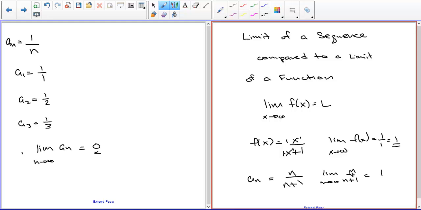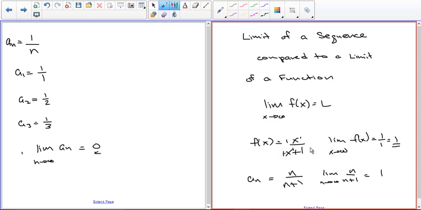As n gets very large here, this 1 here becomes insignificant, so I'd have a million over a million and 1, and so a million over a million is going to be 1. Here, the same kind of deal happens, except with the function I can go to a million and 0.1, whereas with a sequence I can only go to a million and 1. Have to go in increments of 1. Okay, so now back to the calculator.